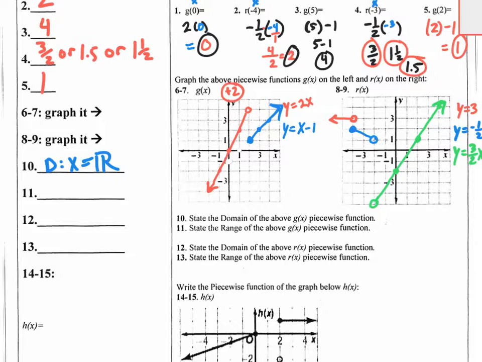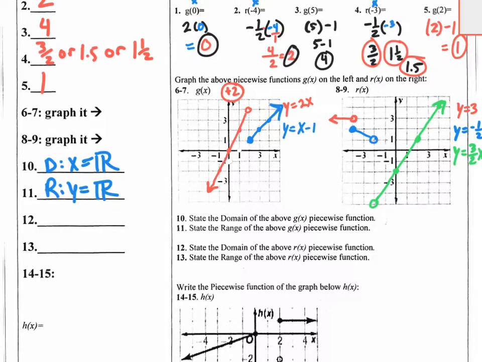Moving on to the range of g of x. The range, does it go up forever and does it go down forever? That's obvious. The blue goes up, the red goes down forever. There are no gaps in between the up and down going forever. So the range would be y equals all real numbers. So that was a pretty easy 2 points if you graphed it correctly, and a lot of us didn't, so that was a problem. Now let's state the domain and the range for the r of x function.